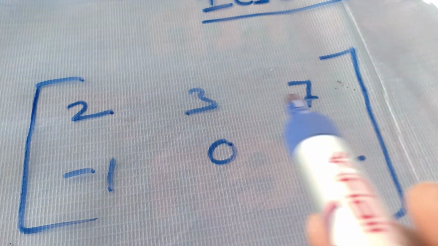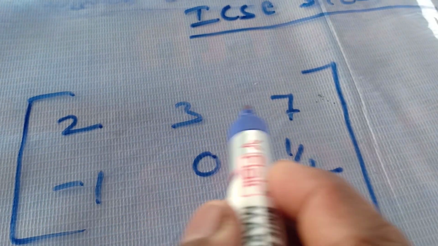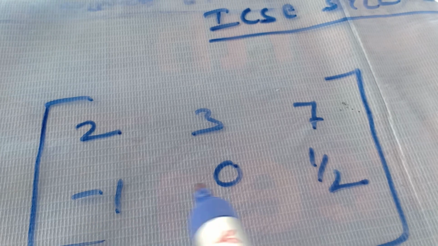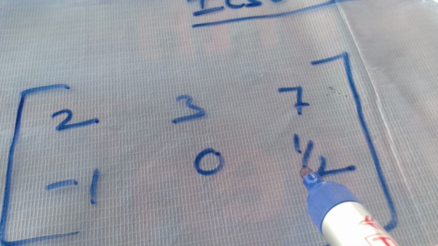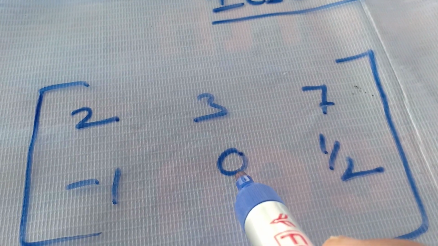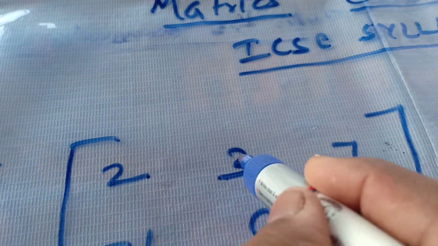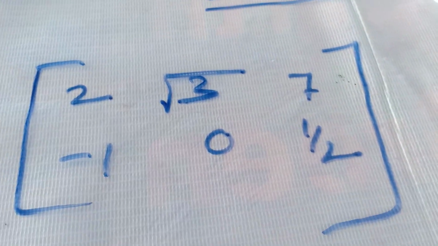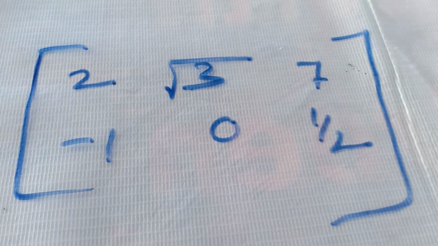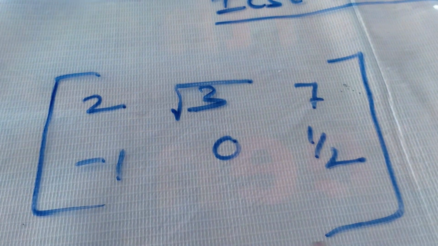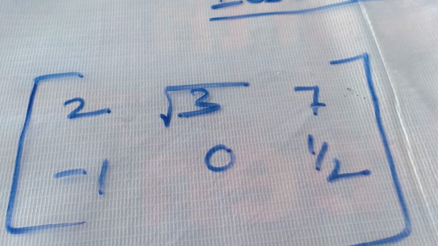You might have seen here, I have written 2, 3, 7, a negative number, 0 and 1 by 2. That means fractions, zeros, negative numbers, positive numbers. Even we can write irrational numbers also. So that means all the real numbers are the elements of this matrix. I hope I am clear.